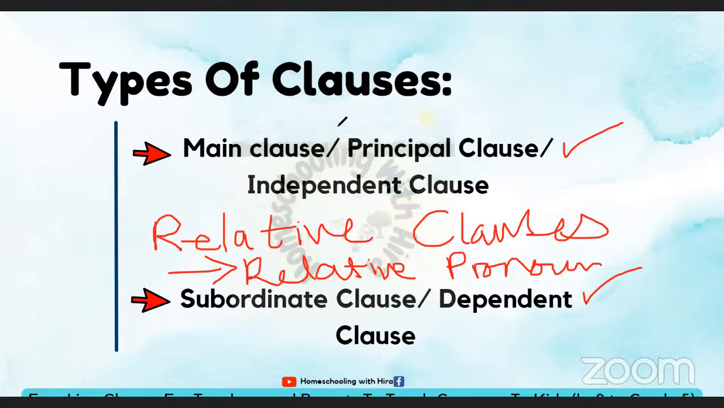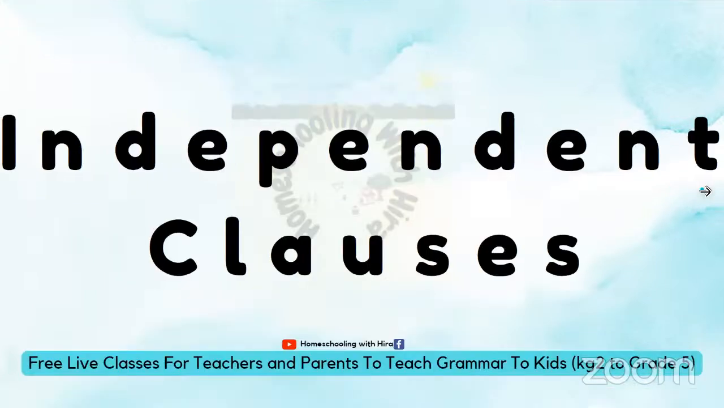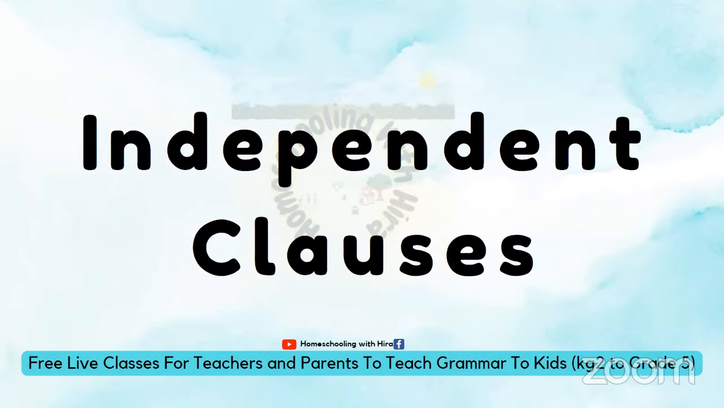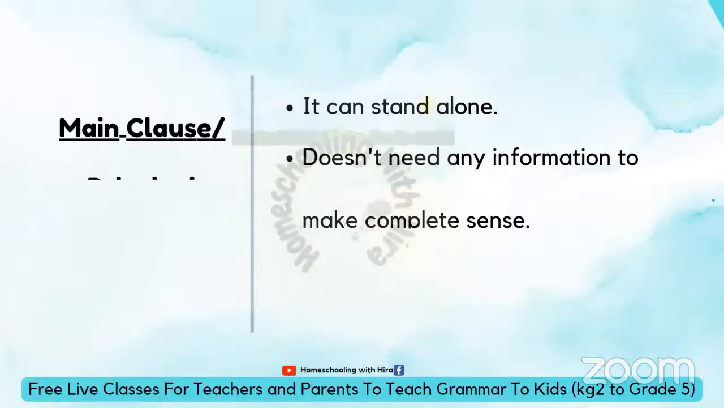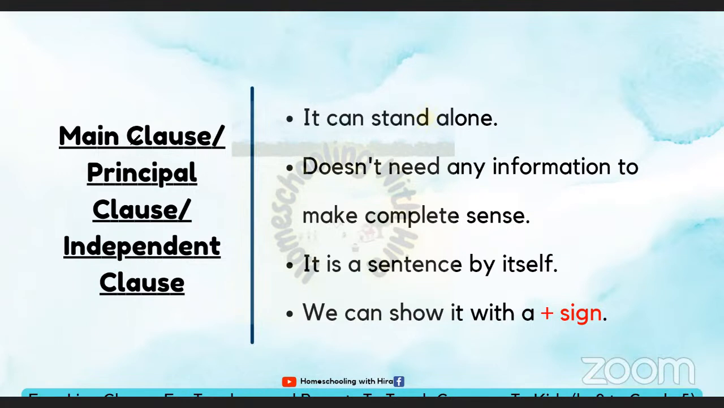Okay? So now let's learn about first type of clause, that is main clause, principal clause, or independent clause. These three names are of the same thing. What are the features of independent clause or main clause or principal clause? It can stand alone. It doesn't need any information to make a complete sense. ठीक है? It is a sentence by itself.